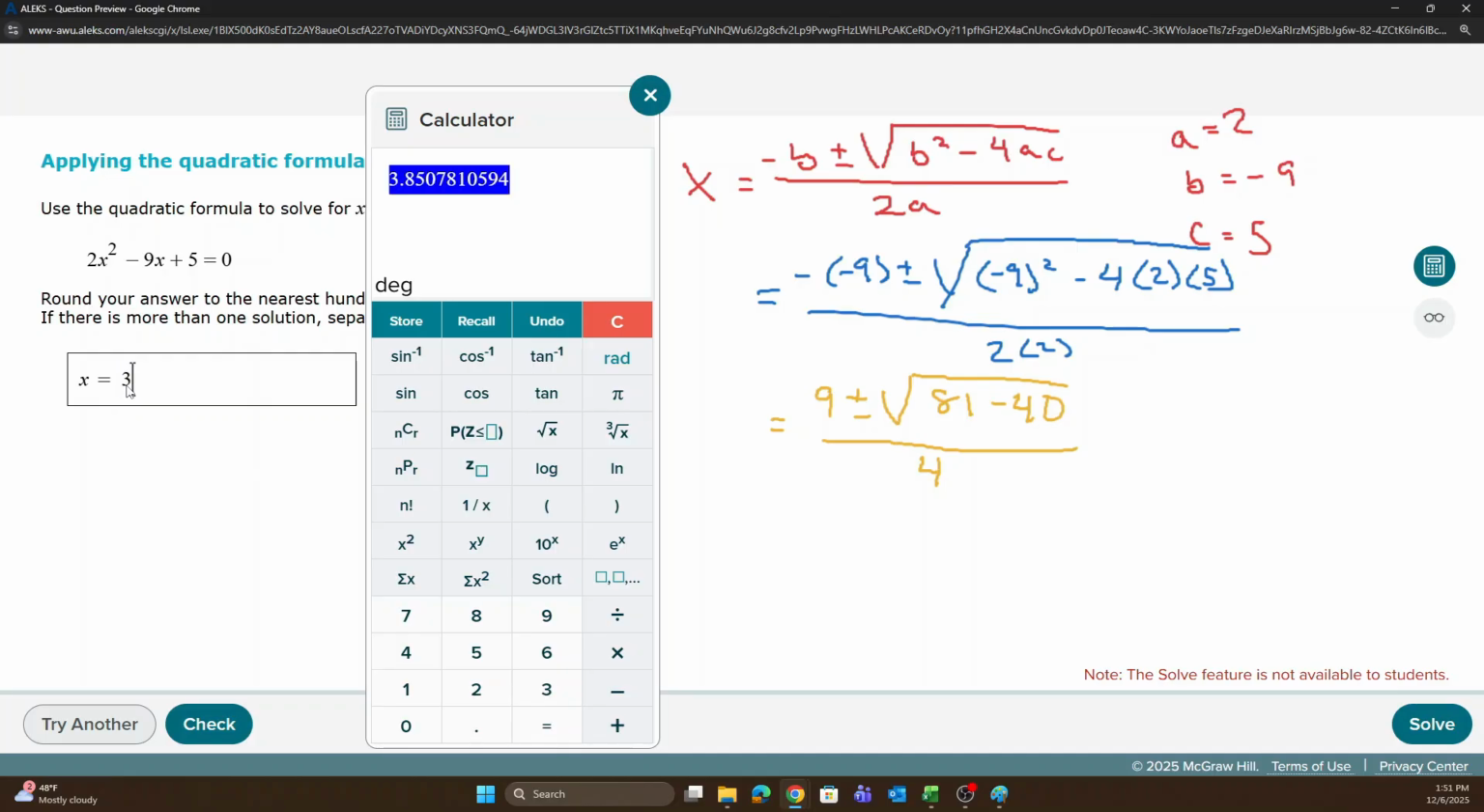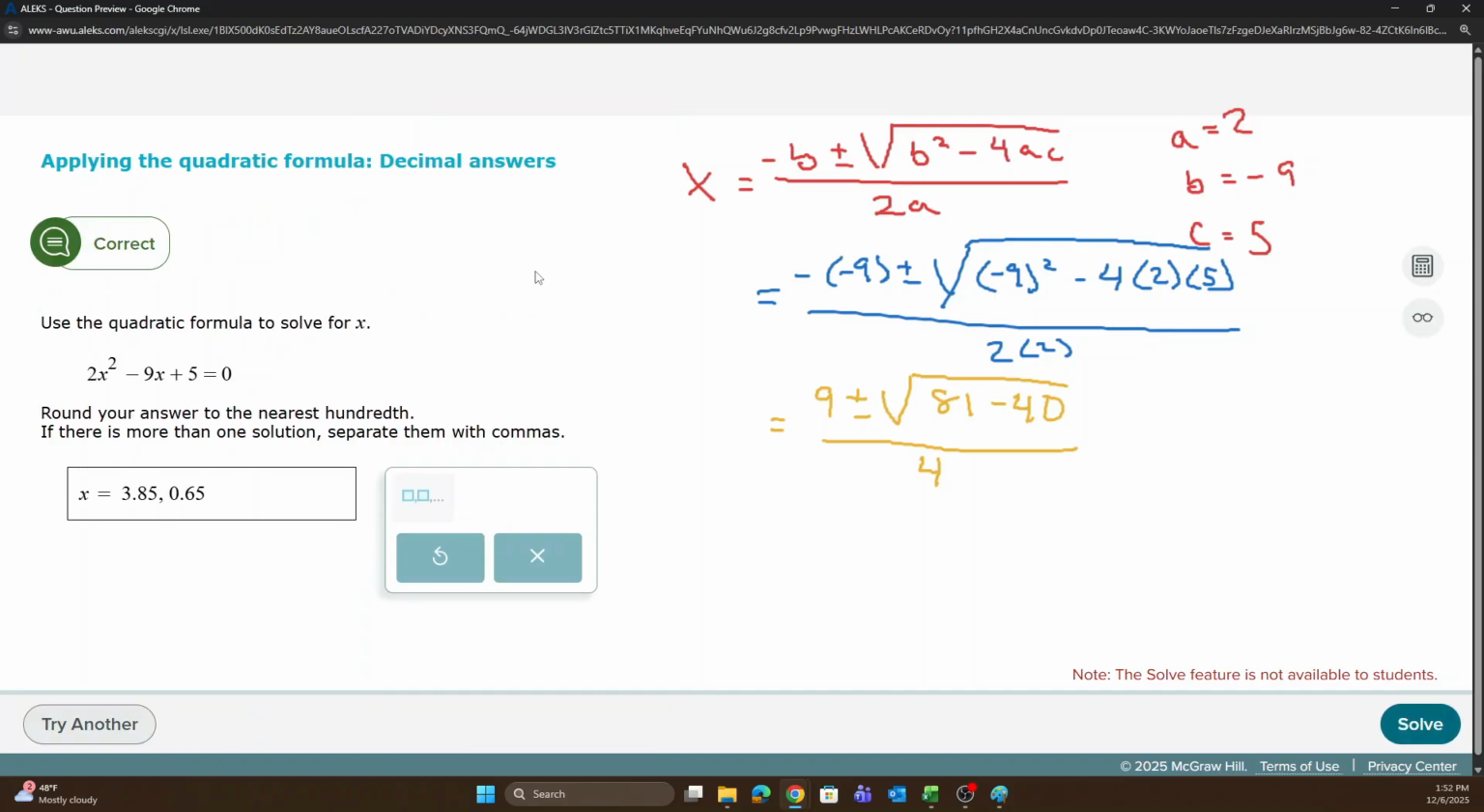3.85, and then we're going to do the other side, 9 minus square root of 81 minus 40 is 41 over 4, and we get 0.65. The 5 comes because this is a 4, the 9 right next to it tells us to round the 4 up to the 5, and that's how we get that. Alright, let's go ahead and look at our last problem, and we will be done.